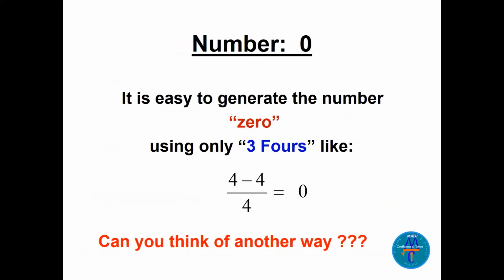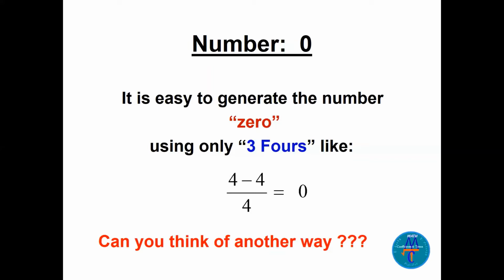Now let's start. The number 0. It is easy to generate a 0 using only 3 4s. Look at this easy equation we can write. 4 minus 4 divided by 4 is equal to 0. That's what we need, only 3 4s with a combination of some operations. So 4 minus 4 is 0. 0 divided by 4, we know it is 0. So that's the number 0.